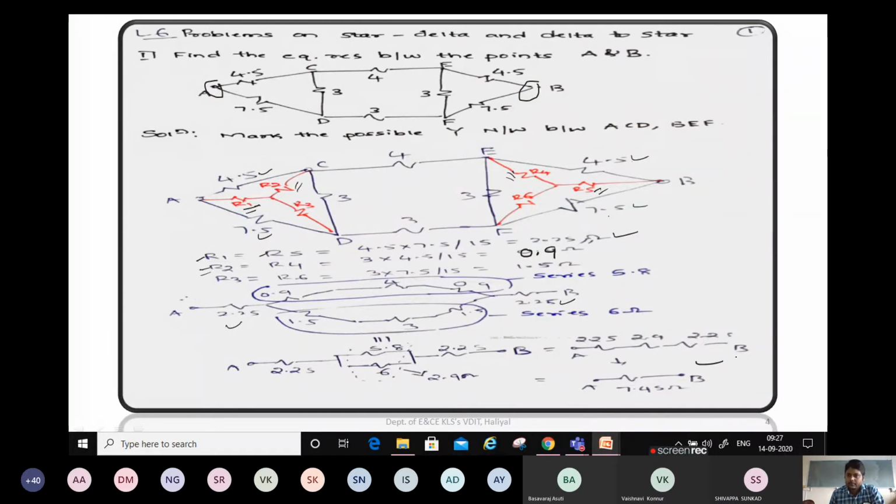Sir, please explain once again, sir. Which one? The first step, the entire thing, sir. R1 is equal to R3 and the whole circuit, sir.